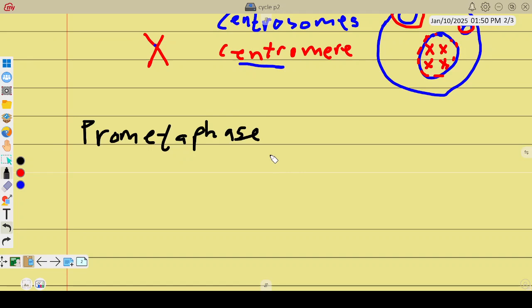So now on prometaphase, the cell is undergoing mitosis. Under prometaphase, the spindle fibers... Oh, I forgot to even mention one thing.